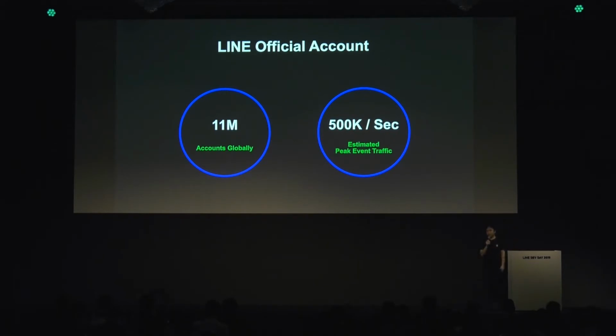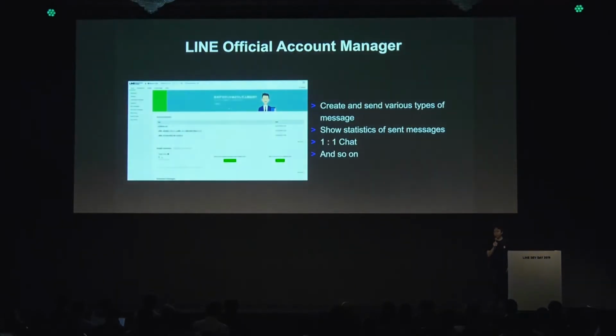Also, the official account has a feature called broadcasting. For user reaction events, such as opening of messages and clicking of links within messages, the peak traffic is estimated to be around 500,000 per second. So Line official account is a service that generates a significant amount of traffic.